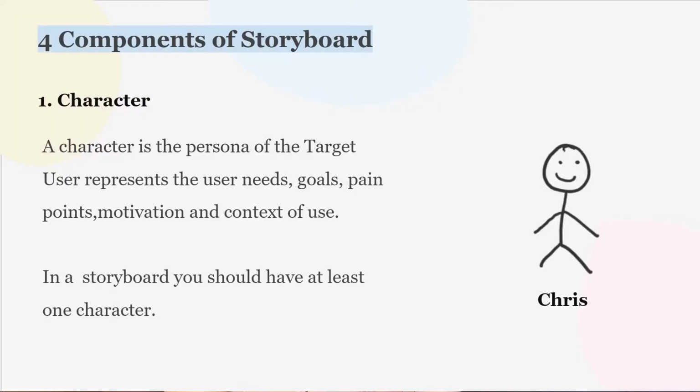Let's move ahead and understand what the 4 major components of creating a storyboard are. Number 1 is to have a character. Just like in comics, movies, or cartoons, the entire story revolves around at least one central character. Similarly, in a storyboard, you need to have at least one character. A character is the persona of the target user, representing the user needs, goals, pain points, motivations, and context of use. This character is essentially your target user that you have identified by conducting your user research in the initial process of the UX design process.